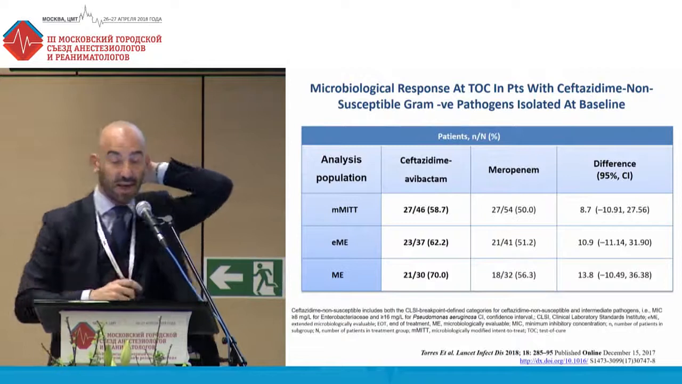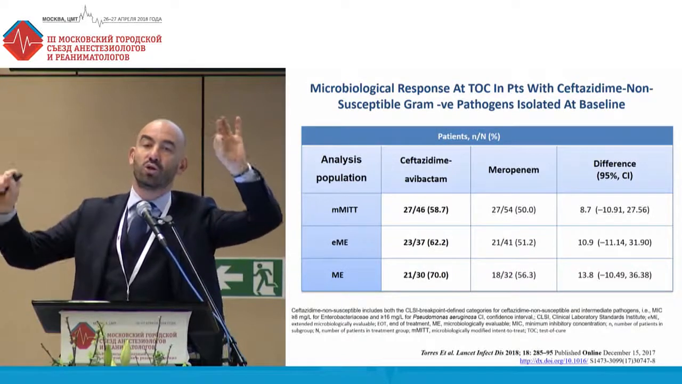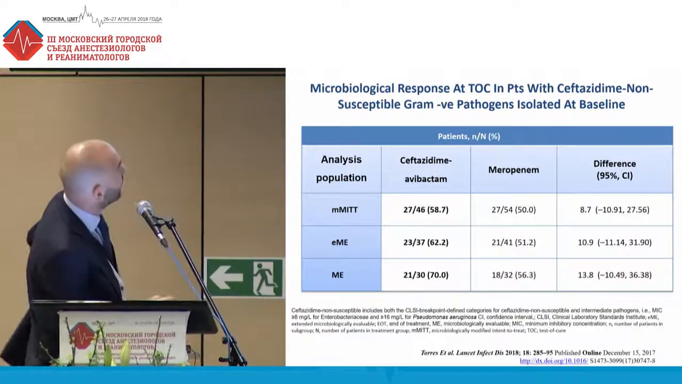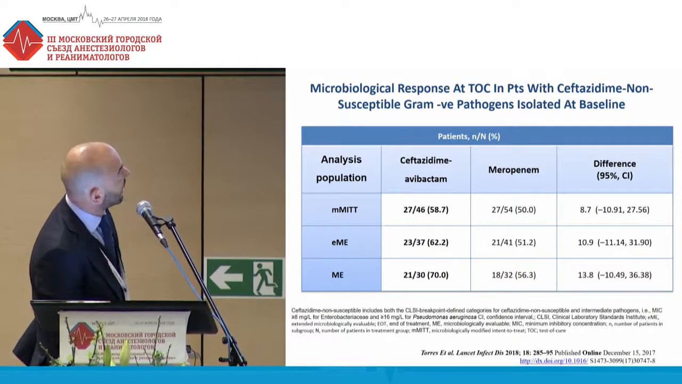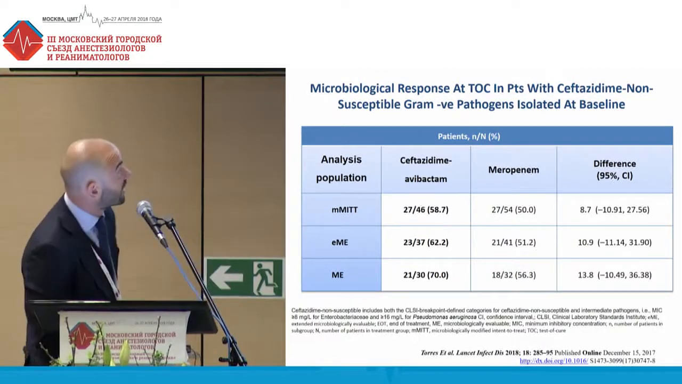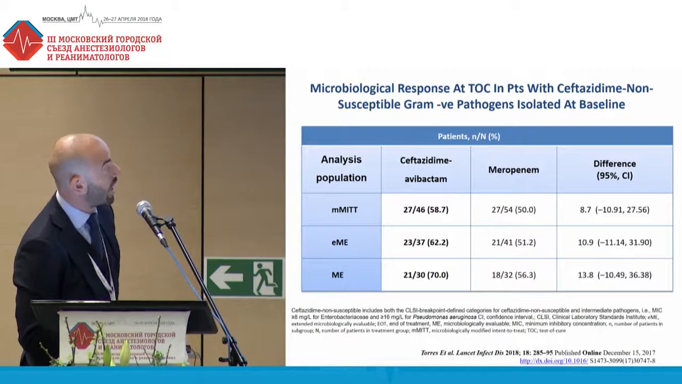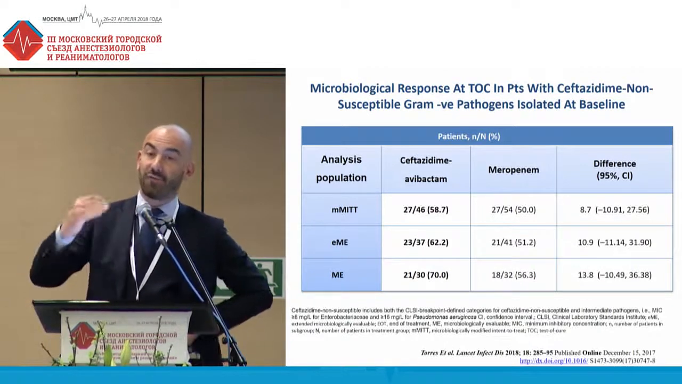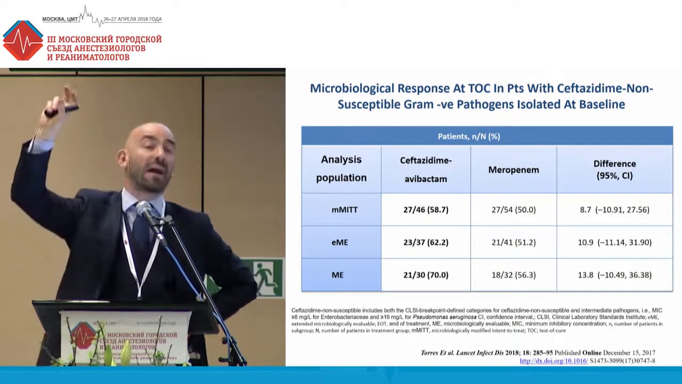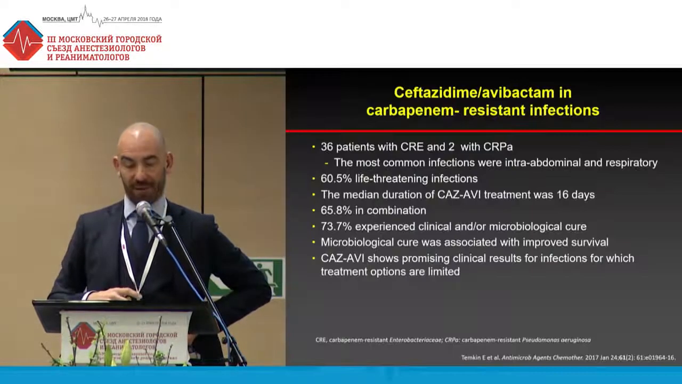But what is important, and I would like to show you, is the sub-analysis of patients with ceftazidime non-susceptible strains, like Pseudomonas or Enterobacteriaceae. You can see very well that in all the analyses, the drug performed very well, without any statistically significant difference, but every time superior to meropenem. Look, 58, 62, and 70, while meropenem was in the range of 50 to 60. So when there was a strain resistant to ceftazidime, resistant to the backbone, ceftazidime-avibactam performed better than meropenem.